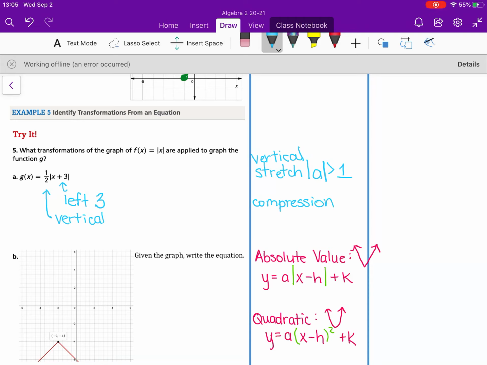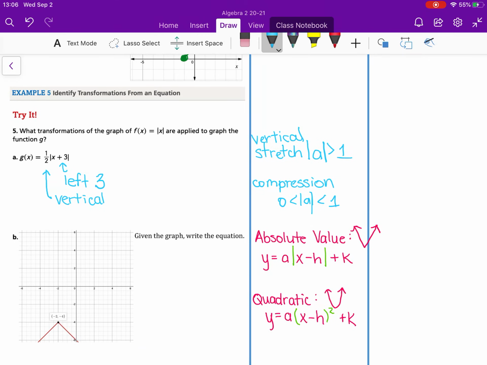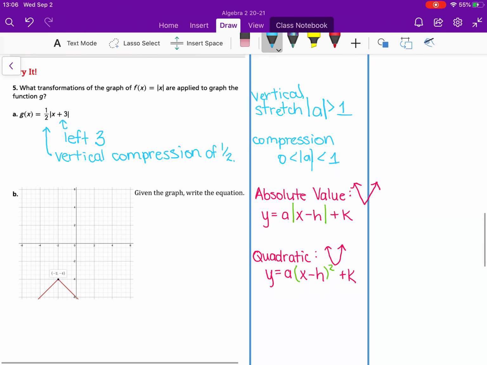And that's when it is between 0 and 1. So again, it could be negative. So like -1/2 is still a vertical compression. The difference is that the negative would make it reflect. And in this case, it does not. So vertical compression of 1/2. So that's all at once. You will see this type of question in every unit all year. So when it says what transformations, it's asking, did it go left, right, up, down, reflect, so forth. Okay.